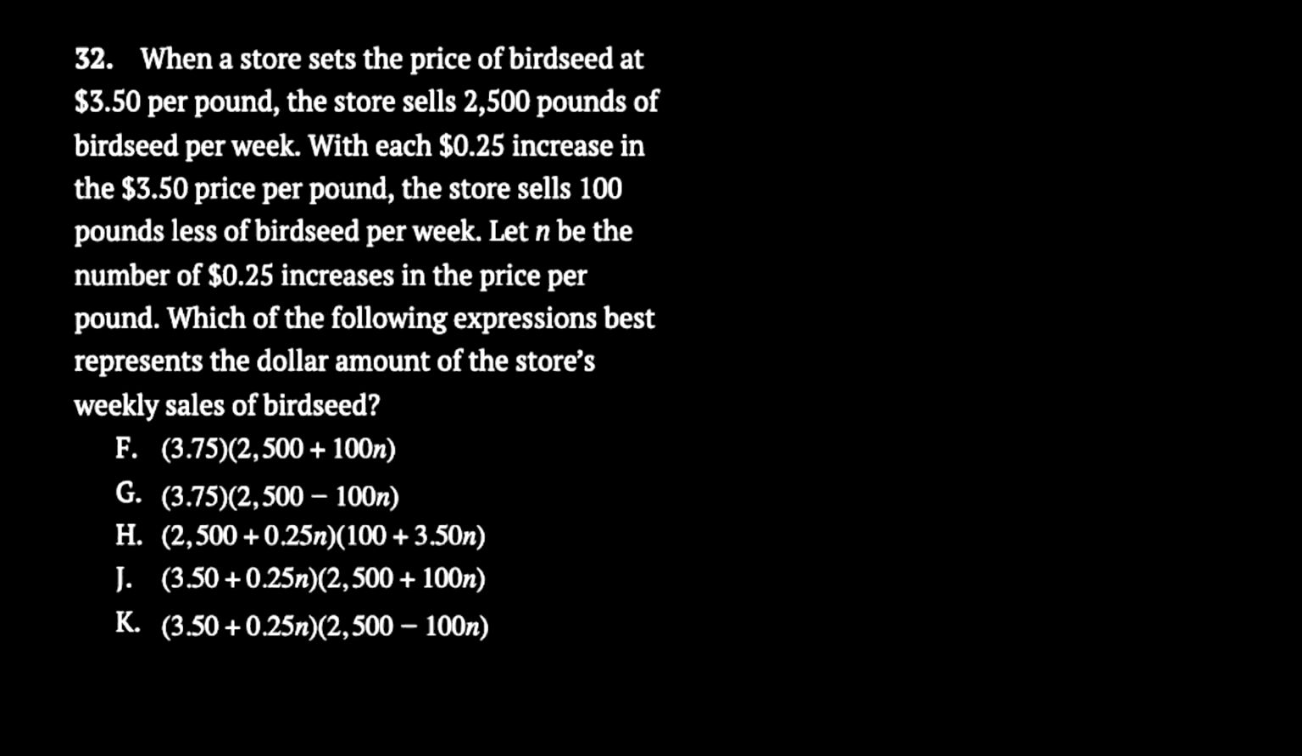So honestly, this problem is a mouthful, but it comes down to this last question. Which of the following expressions best represents the dollar amount of the store's weekly sales? So just put yourself in the position of working at the store. If you're selling birdseed, think about what that would look like mathematically. If we're looking for the total weekly sales, the dollar amount, how much money they're making, you would figure that out by taking the price of the birdseed and multiplying that by how much birdseed is bought or sold. If they start at $3.50, you would take that $3.50 price times however many pounds are sold. For instance, 2,500 pounds.